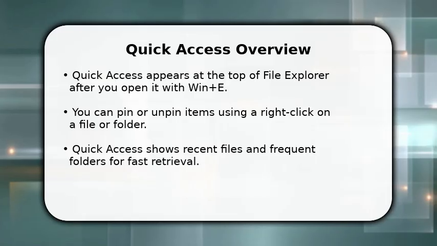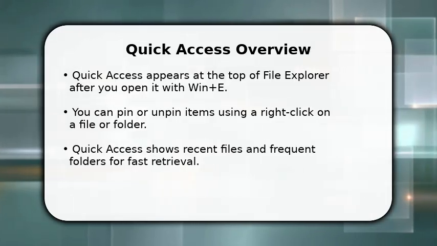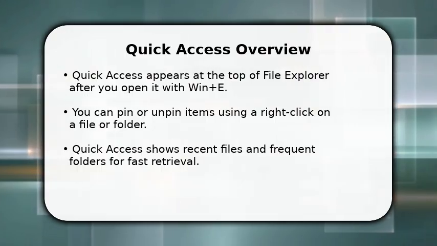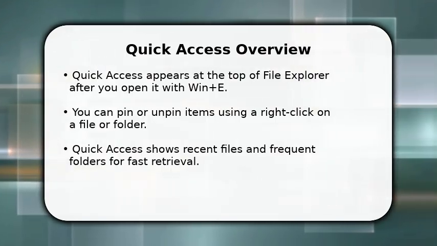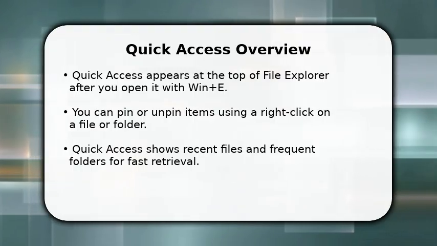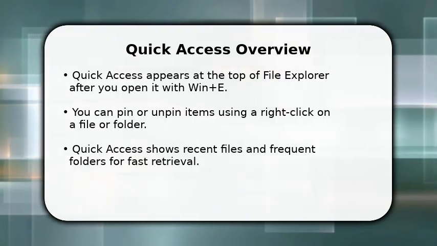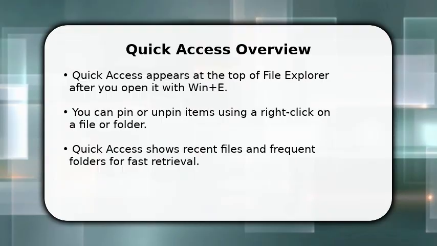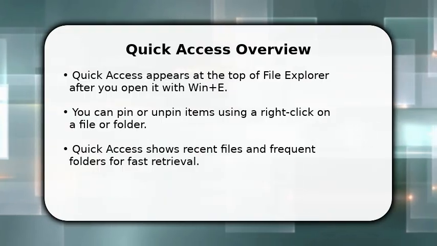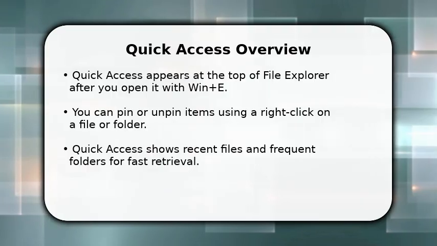Enjoy the video. Open File Explorer using the shortcut Win plus E to begin. Quick Access appears at the left pane top for immediate navigation. It shows recent files and frequent folders for faster retrieval of what you need. You can pin items to keep them permanently visible in Quick Access.